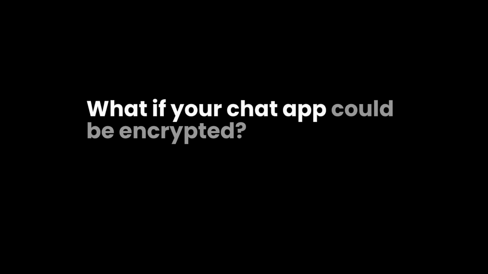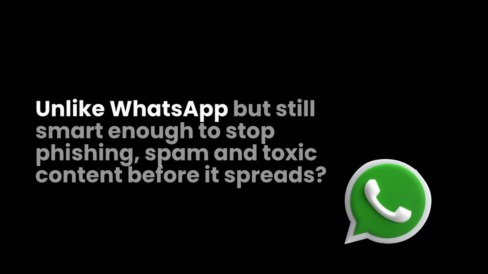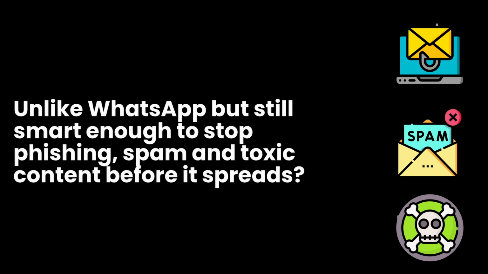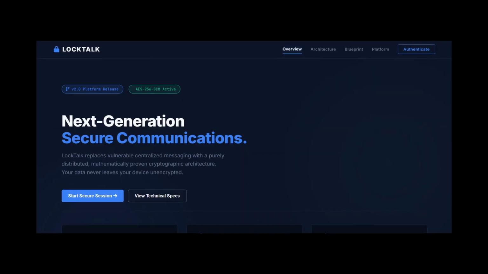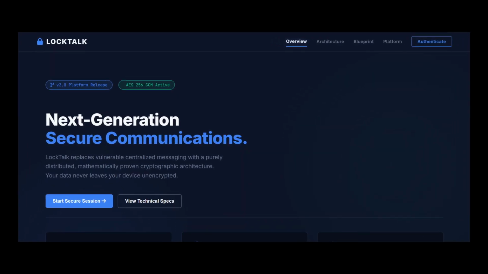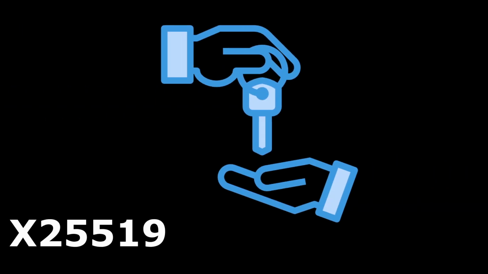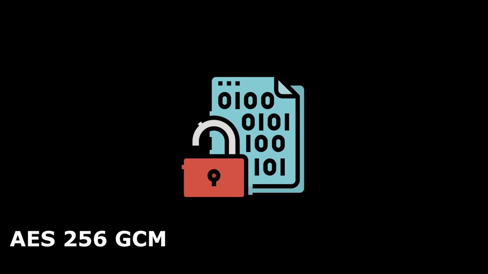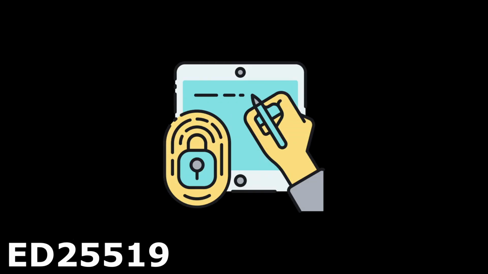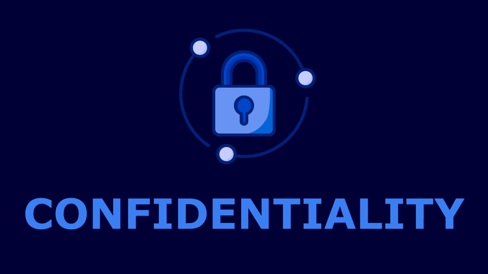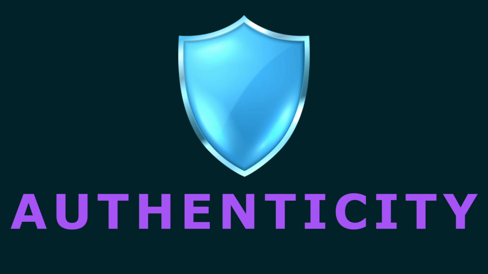What if your chat app could be encrypted unlike WhatsApp, but still smart enough to stop phishing, spam, and toxic content before it spreads? This is LockTalk, an AI augmented encrypted messaging research prototype. It uses X25519 key exchange, AES256 GCM encryption, and ED25519 digital signatures to guarantee confidentiality, integrity, and authenticity.